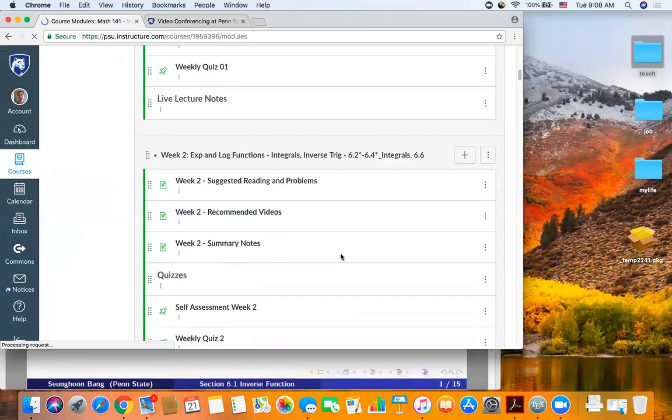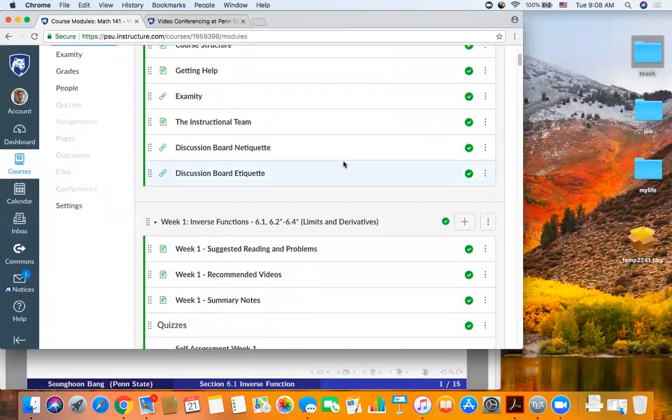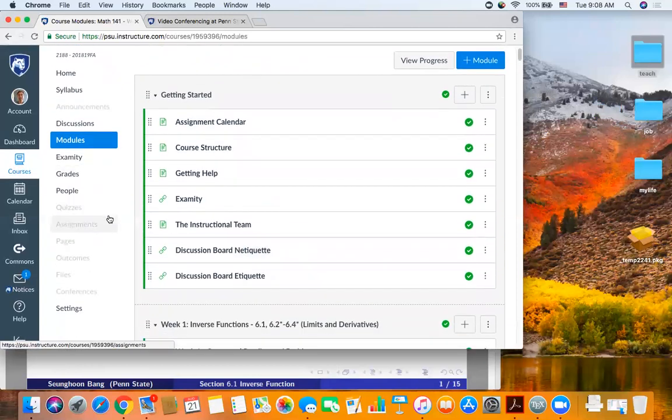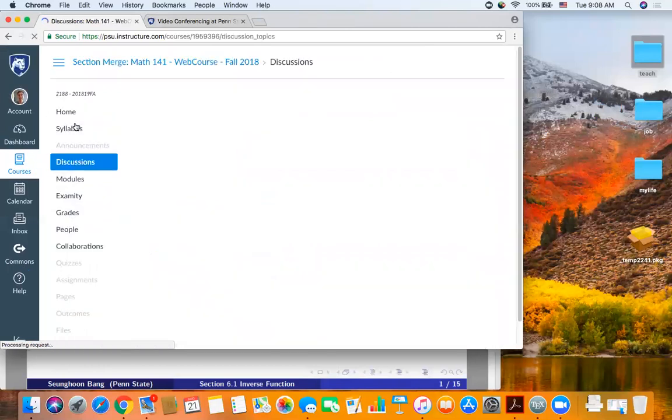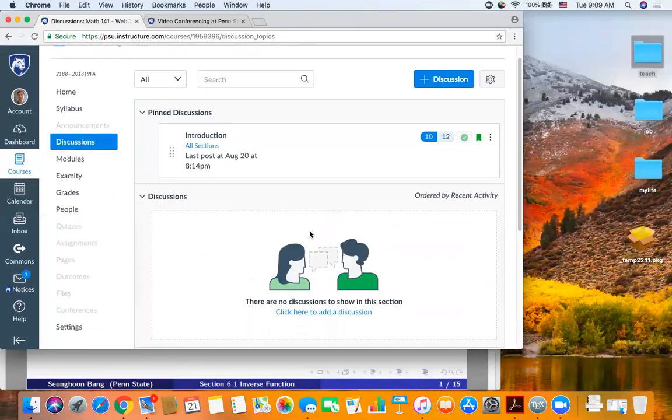And another one, the discussion board. Do you know the discussion board? Here, you can click Discussions. You need to write your question on the discussion board. Kasha and I will answer your question. Any question, you can just write on the discussion board, and we answer it there.